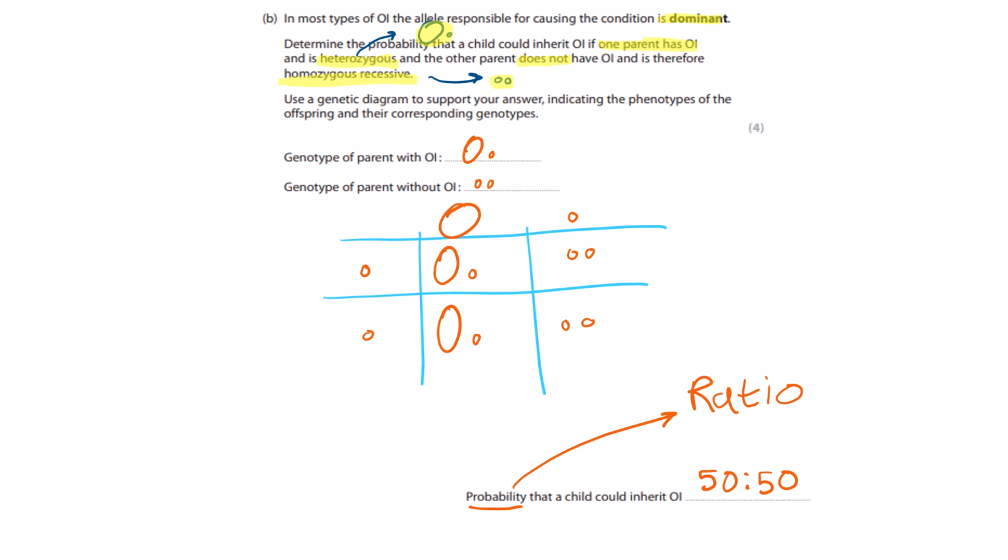Okay, so the genotype of the parent with OI is going to be capital O, lowercase o, whereas the genotype of the parent without is going to be homozygous recessive, which is lowercase o. Therefore, when you do the Punnett square, you're going to get a ratio of 50 to 50, or you can say 1 to 1. Remember, they want a ratio, do not put percentages.